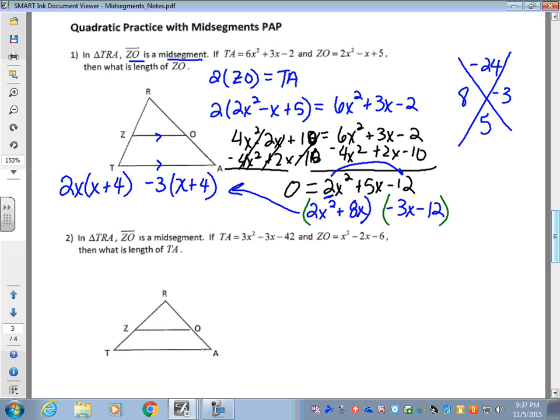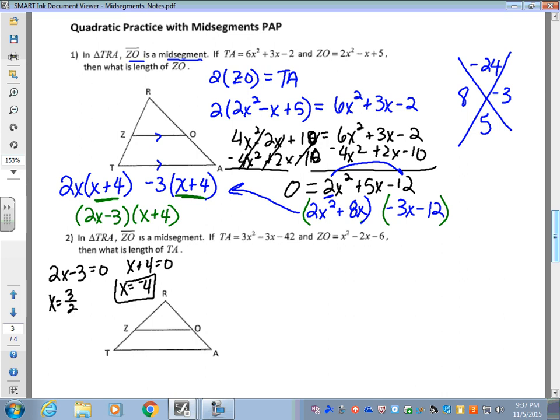And then if I look, the reason why I want to do it by grouping, this is the common factor, the x plus 4. So my factors for 2x squared plus 5x minus 12 are the 2x minus 3, the coefficients outside of the parentheses, and the x plus 4. And then when I solve this, I'm solving each grouping equal to 0. This 2x minus 3 is equal to 0, and this x plus 4 is equal to 0. So basically we have x equals negative 4, and we have x equals 3 over 2.